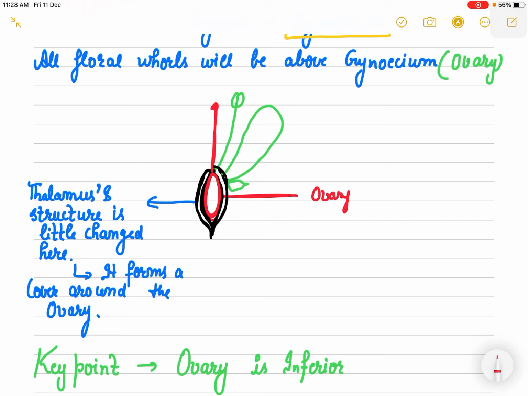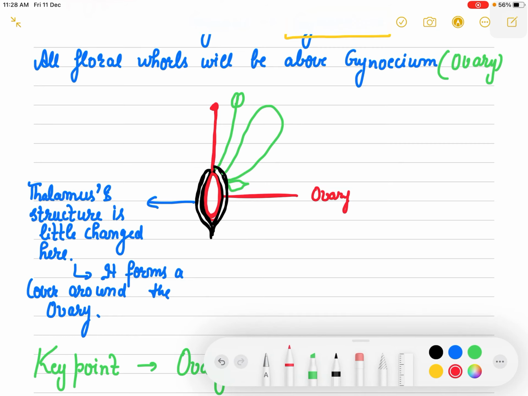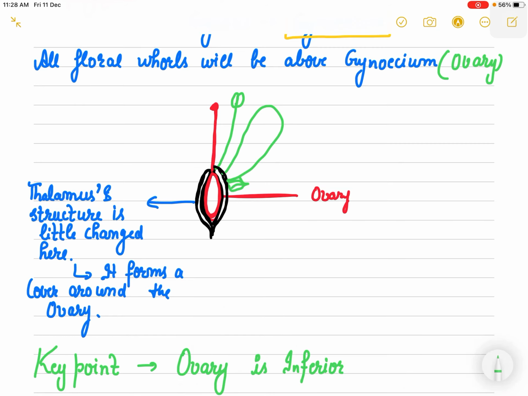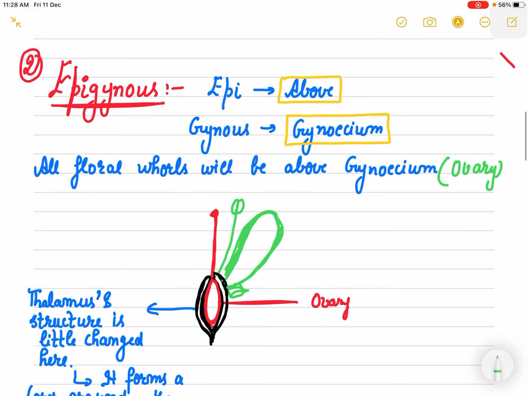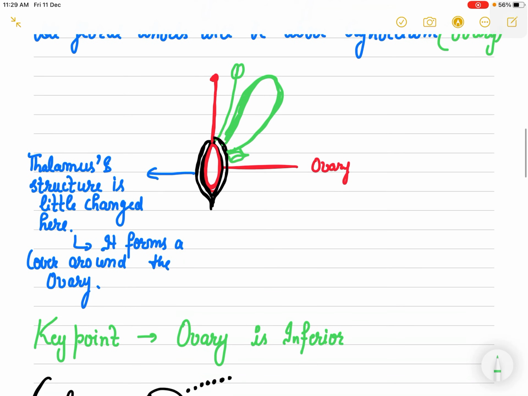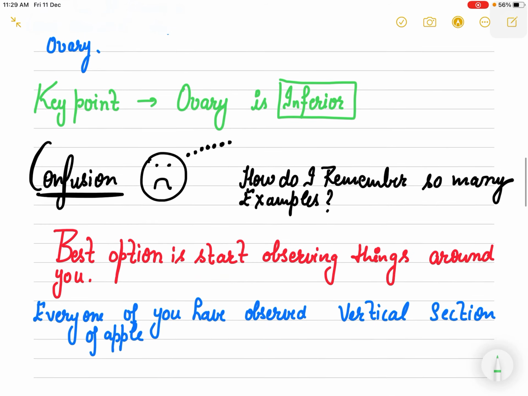So this is at the lower position, and then there arise sepals, petals and male part, so they are above the ovary. So that kind of flowers, they are known as epigynous flowers. And ovary is inferior here. The floral whorls, they are arranged above the level of ovary.